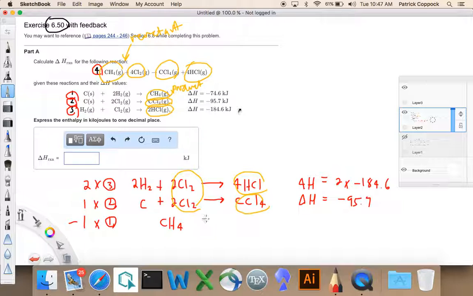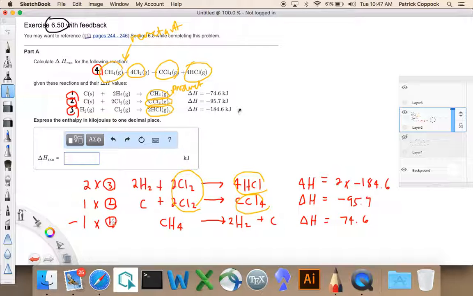CH4 produces 2 H2s, right? I'm doing reaction 1 now, plus a carbon. Okay, now I turn this guy around, and so I'm going to take the negative of this, and this makes it actually now positive 74.6 kilojoules.